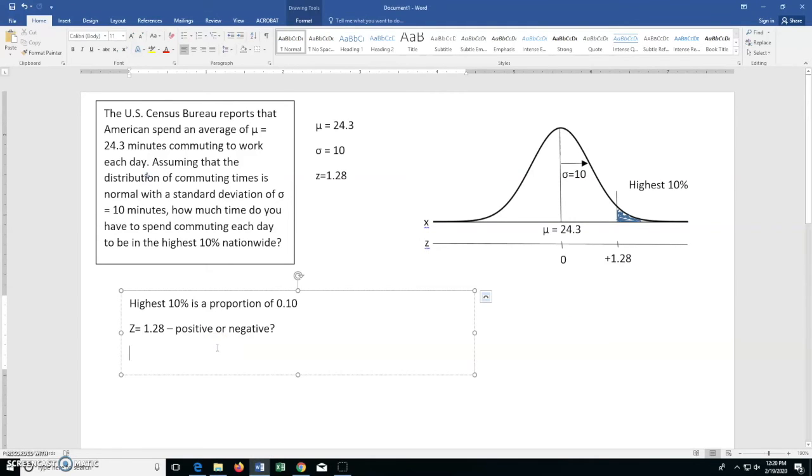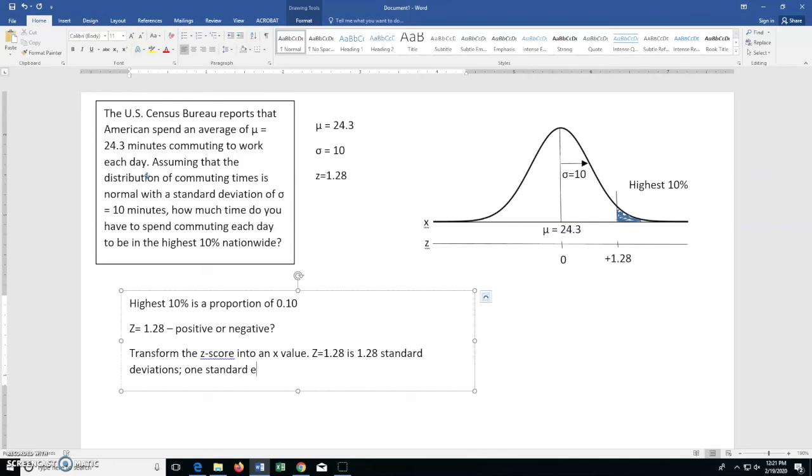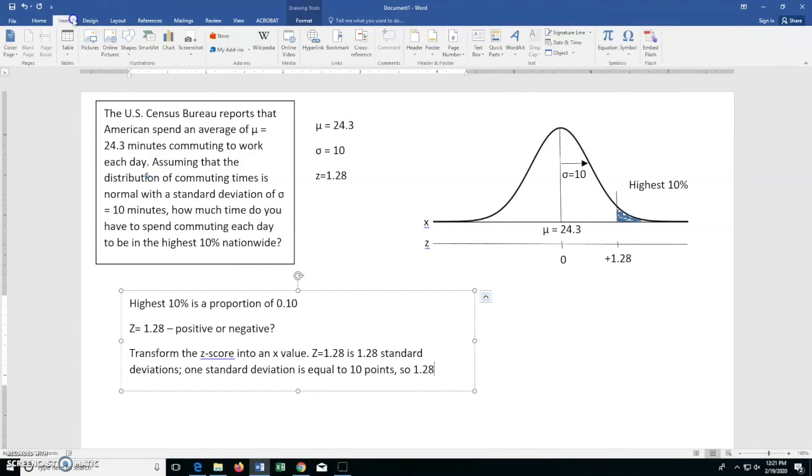Now our next step is to transform the z-score that we found into an x value. So since our z-score is 1.28, that is basically 1.28 standard deviations above our mean. And one standard deviation is equal to 10 points. So we're basically going to multiply our z-score by 10 to get our x value.